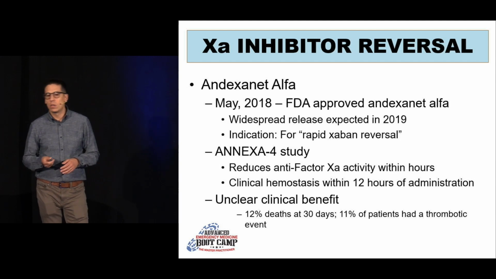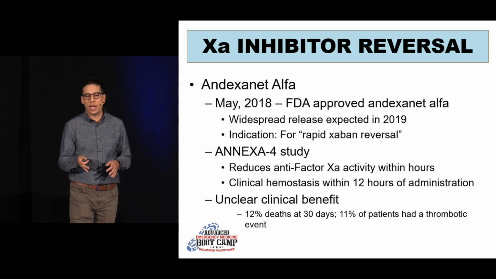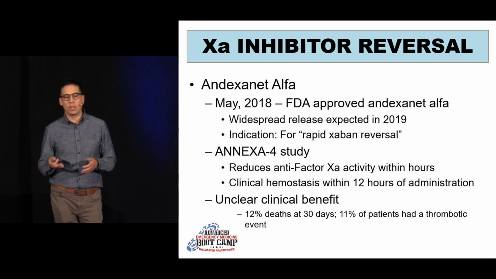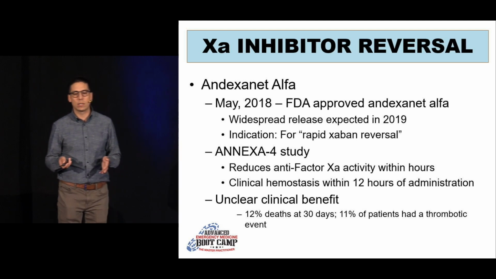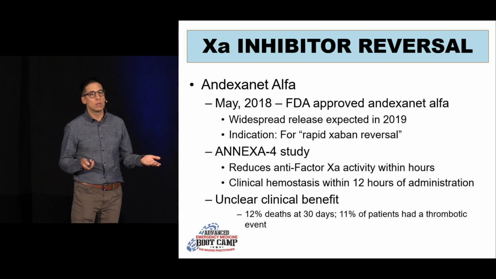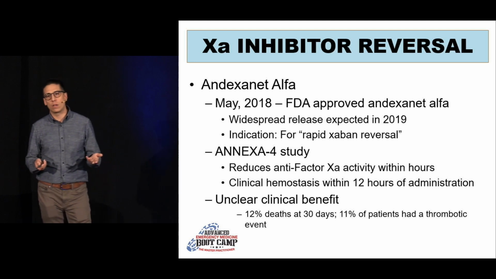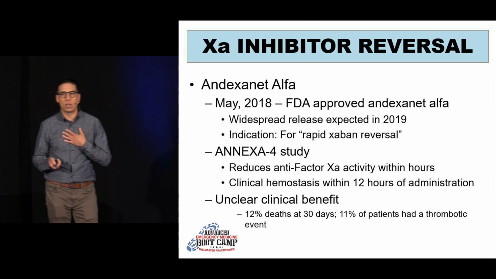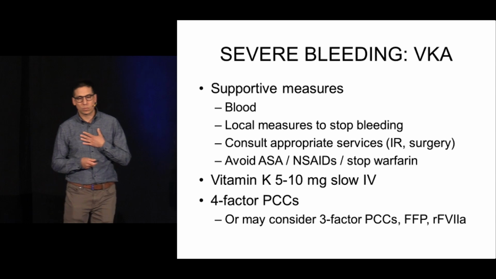Andexanet alfa, we talked about the ANNEXA-4 study earlier today. 12% deaths at 30 days and 11% of those patients had a thrombotic event. That's a lot for a study in which there was no control arm or comparison arm, for example, with PCCs. So hard to know what to make of that. And for now, our shop considers this not really ready for prime time.